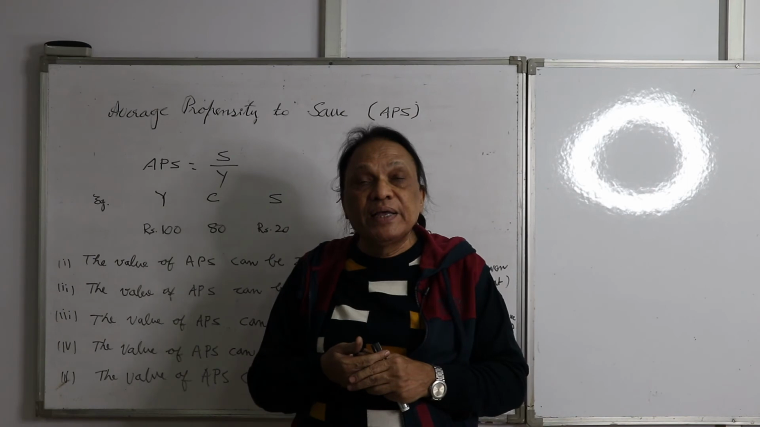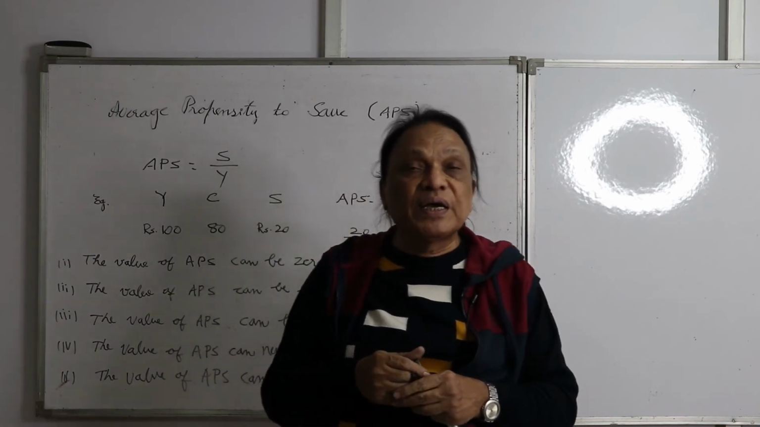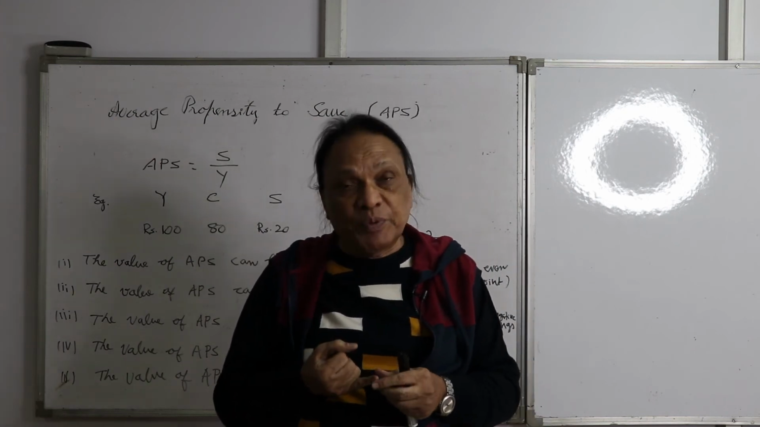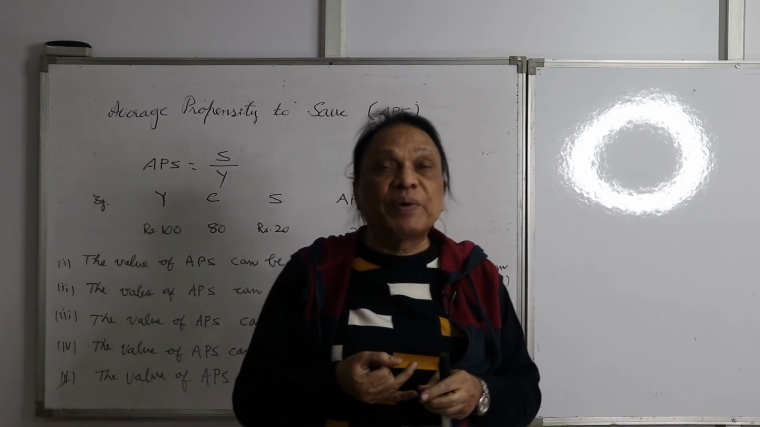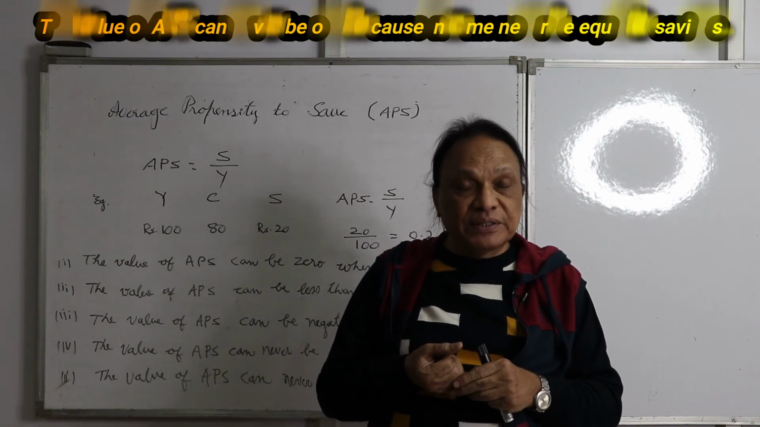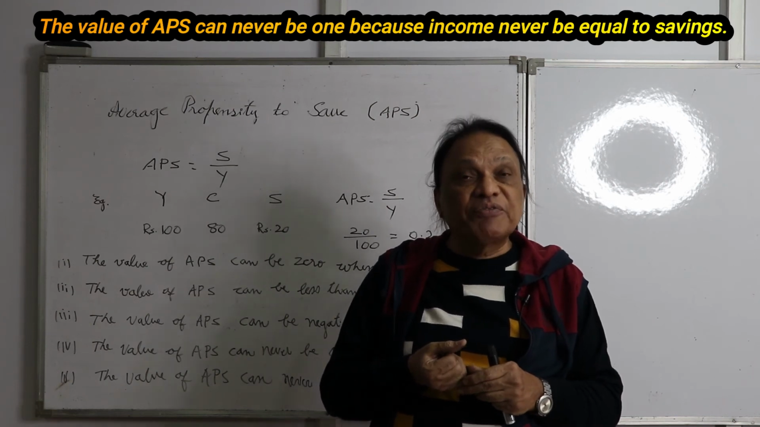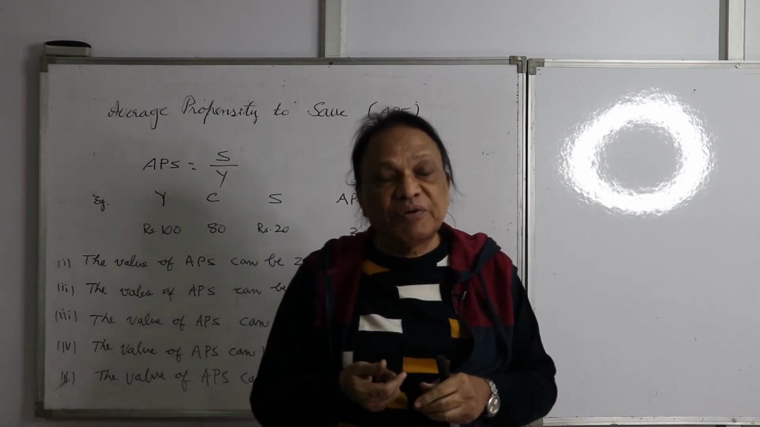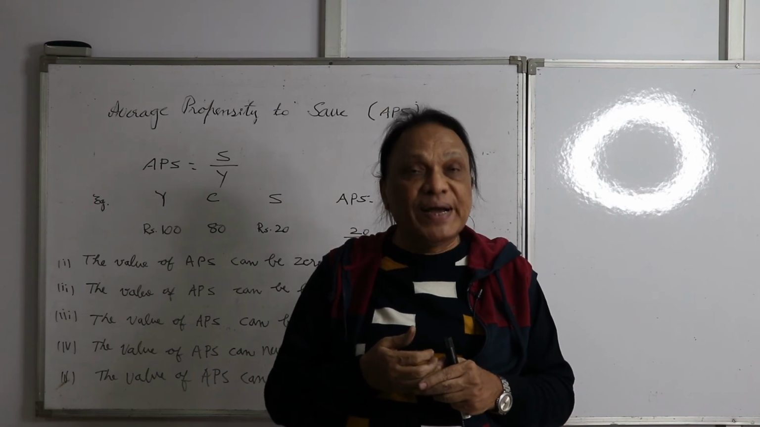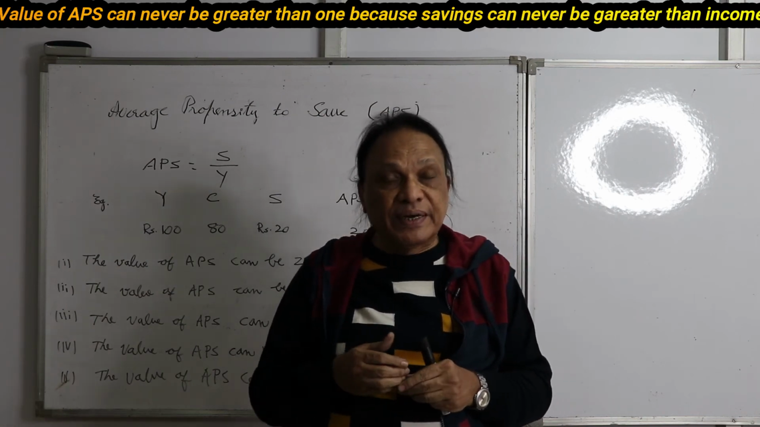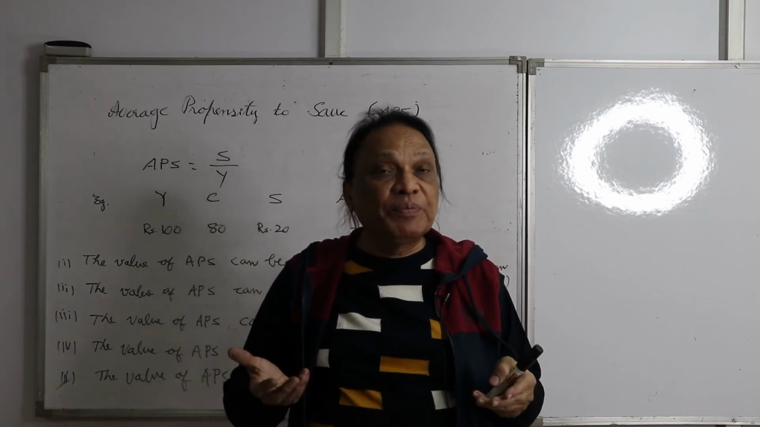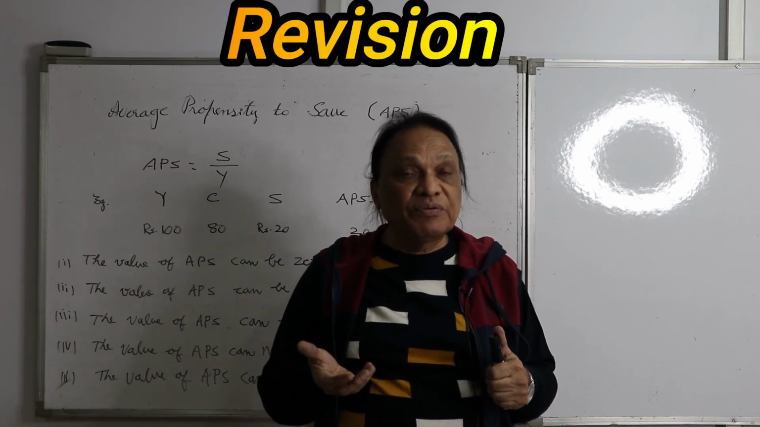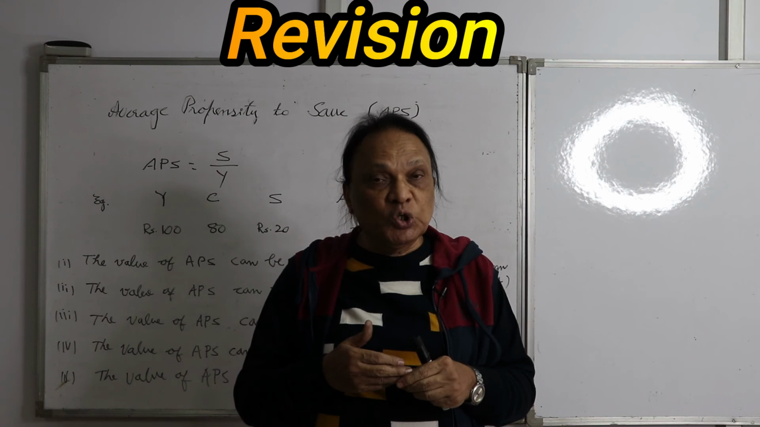I repeat once again, in saving function there are two parts. One is APS, average propensity to save, and the second one is MPS, marginal propensity to save. APS is the ratio of savings to income at any given level of income. APS is equal to S upon Y. When income is 100, consumption is 80, savings are 20. So APS will be 20 upon 100, 0.2. It means 20% of the income has been saved and 80% of the income has been consumed.